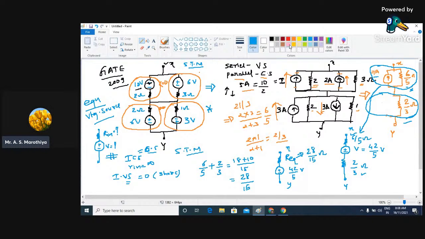So here we got the final answer: the effective voltage is 42 by 5 volt and the effective resistance is 28 by 15 ohm. That means if you have a structure between terminal X and Y represented by this entire combination, the same structure we can replace simply by this combination.